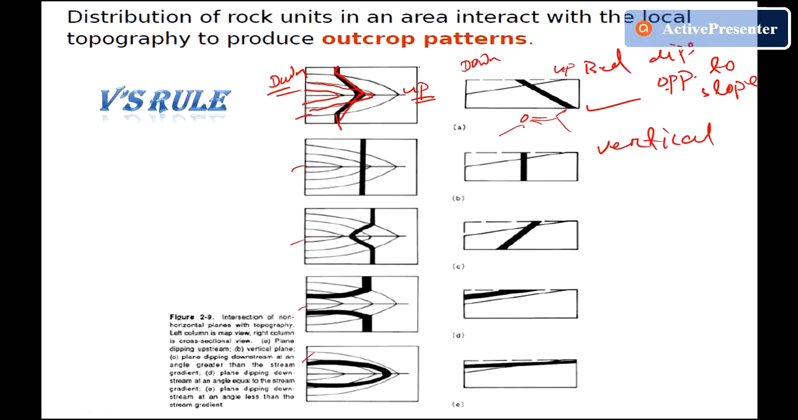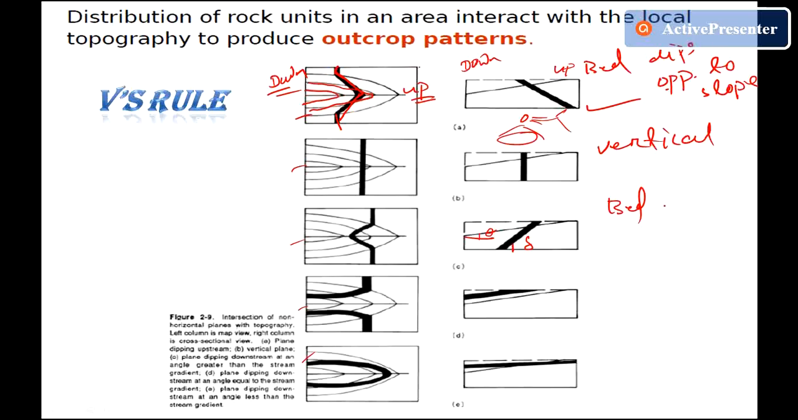Like your field of view is like this. So you will see only a straight line. There is no V pointing in any direction. Then here the bed is dipping in the same direction, and this is the horizontal. So this is your delta and this is your theta.